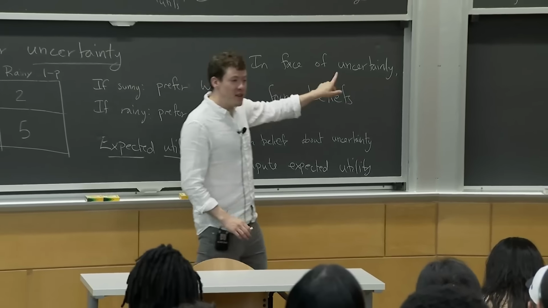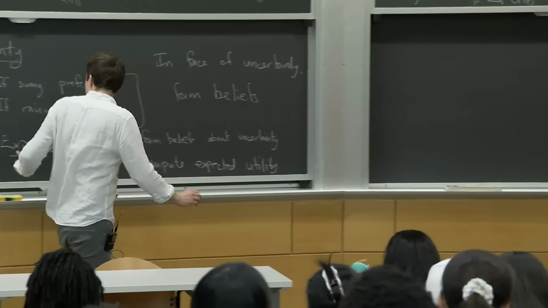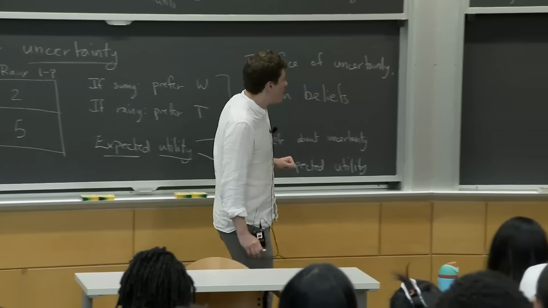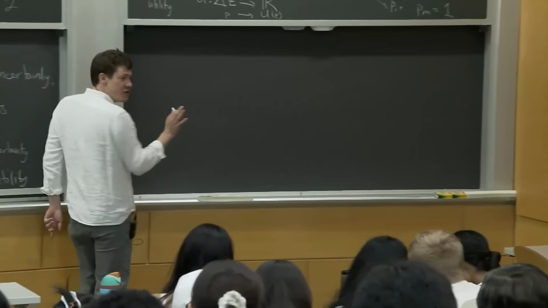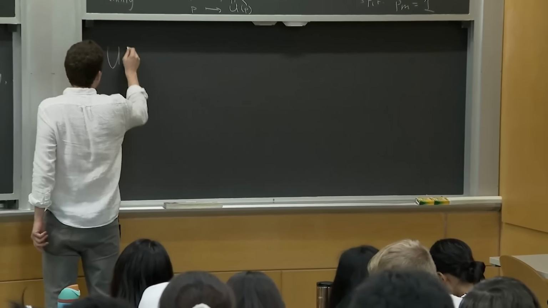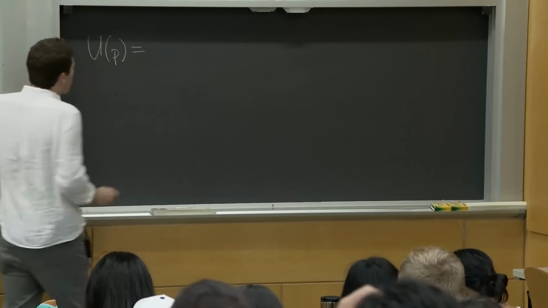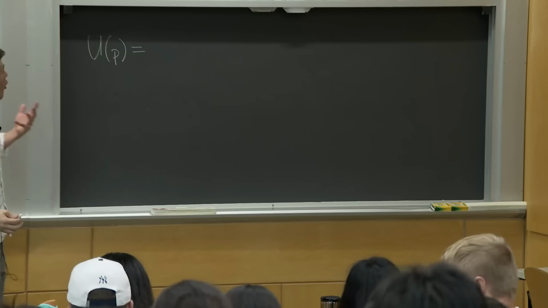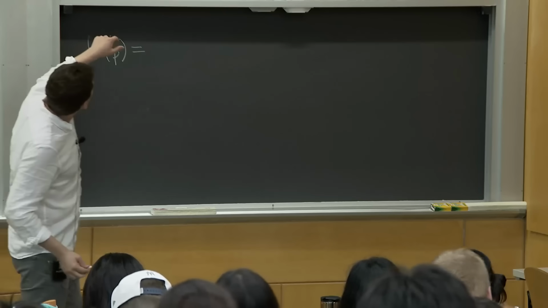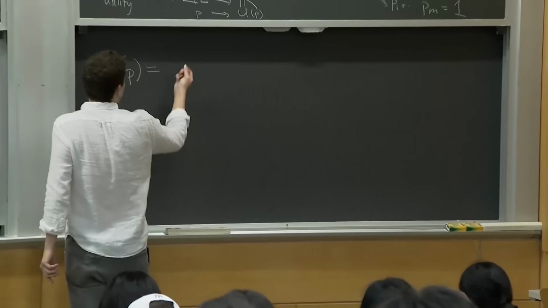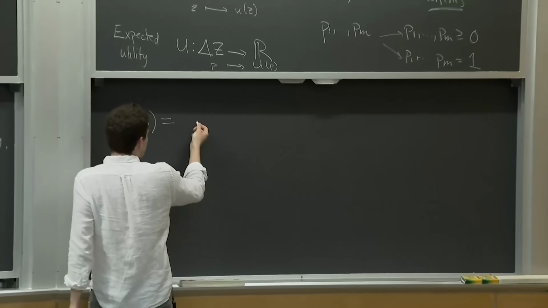Yes, so let me write the definition and then I'll give you an example. So let's first give the general definition and then I'll go to this example. So U of P equals what? Well, I'm just going to sum over all the possible outcomes. There are M outcomes. Let me not use summation notation because I think that makes it seem harder than it is.